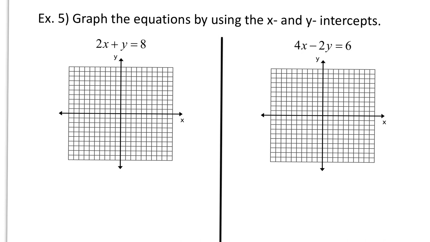So you notice that we have 2 different graphs here, or 2 different equations. 2x plus y equals 8, and this is in standard form because the x and the y are on the same side. A is positive, and there are no fractions, so that's good. Over here, it is in standard form because the x and the y are on the same side. A is positive, and we don't have fractions.